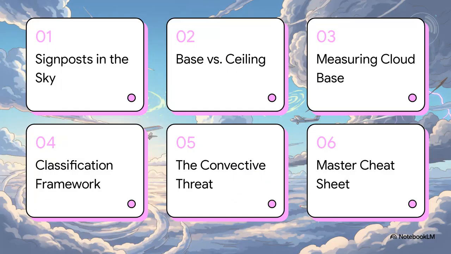All right, here is our game plan for today's explainer. 1. Signposts in the sky. 2. Diagnostic definitions, specifically base versus ceiling. 3. Measuring the cloud base. 4. The master classification framework. 5. The convective threat. And finally, number 6, our master DGCA cheat sheet.